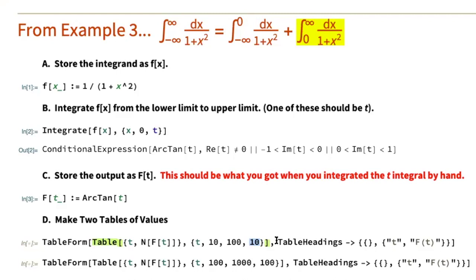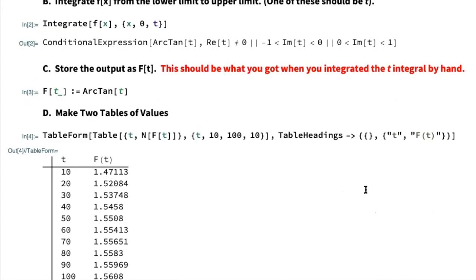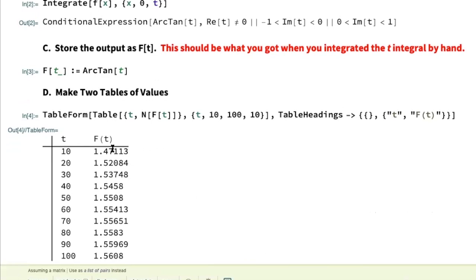And then the last part of the table command is where you put headings on the table. And please again notice the syntax here. You have to do this empty set brackets in the beginning in order for the table to be formatted properly. I hit Shift Enter, you can see what the output looks like. And what you're supposed to be looking for is to see if it looks like these capital F of t values are approaching a limit. Because if so, that's going to be the limit that this integral converges to.